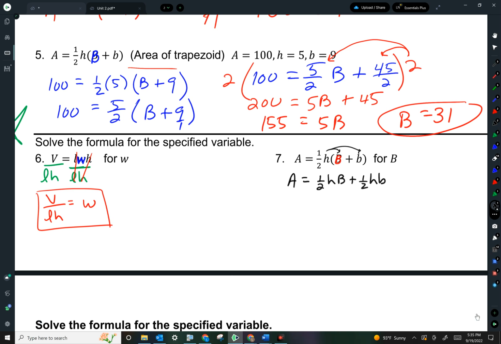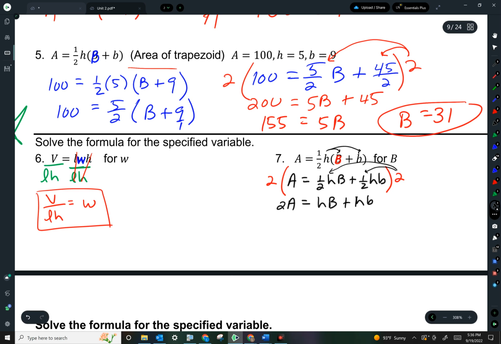Okay? Think about your solving skills. How do we get rid of fractions? Well, we multiply everything all the way across by the common denominator. And so what I'm going to end up with on the left is 2a equals, when I distribute this 2 to the first term, it's going to cancel the 1/2, and I just have H times capital B. And when I distribute the 2 to the second term, bring down your plus, it's going to cancel the 1/2, and I just have H times little b.